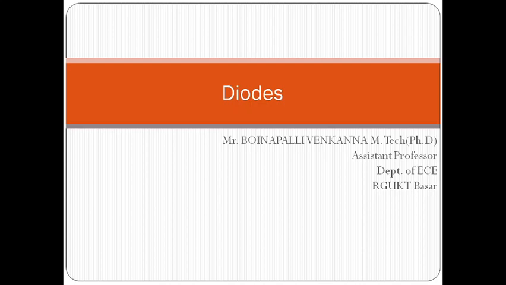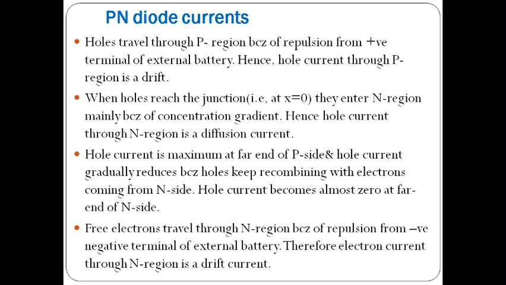Today we will discuss the current components present in the PN junction and the diode current equation derivation. First, we will discuss the PN diode currents. It is nothing but the different types of current components present in the PN junction. Basically, the charge carriers present in the PN junction are of two types: one is hole, another one is electron. So the total current in the PN junction diode is nothing but the sum of the current due to holes and electrons.